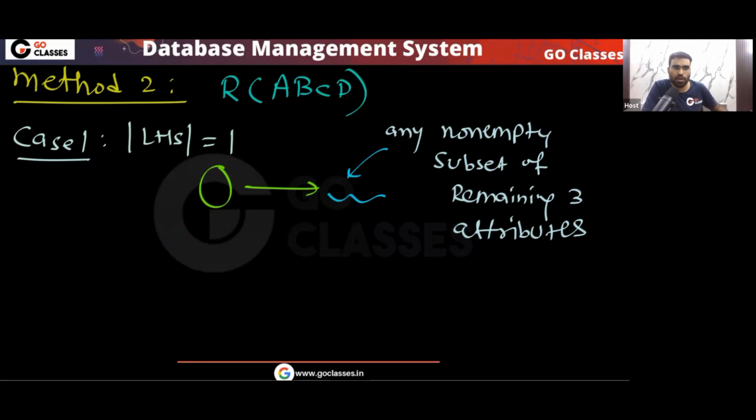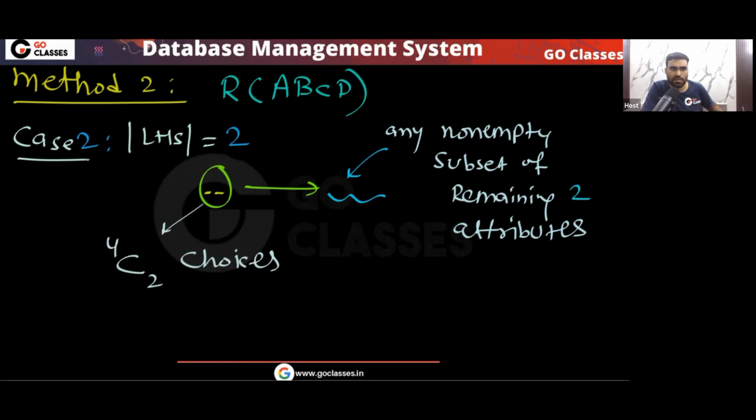Is this clear? What about case number 2? Case number 2 means on LHS, I am putting 2 attributes, and on RHS, I can put any non-empty subset of the remaining 2 attributes. Tell me, for LHS, how many choices do I have? From 4 attributes, you choose 2 attributes for LHS. So these many choices are there.